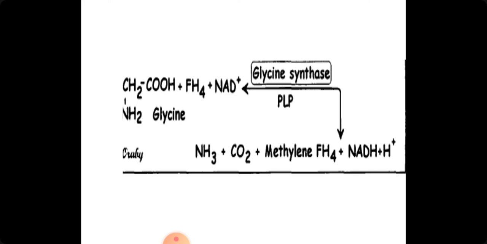So this is the end of the metabolism of glycine with the two inborn errors. Next we will go to metabolism of serine and metabolism of histidine. Thank you.